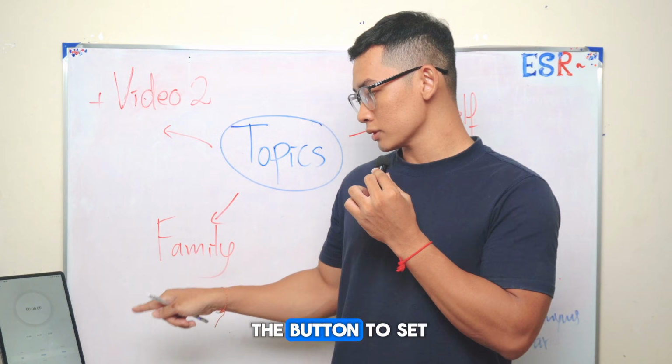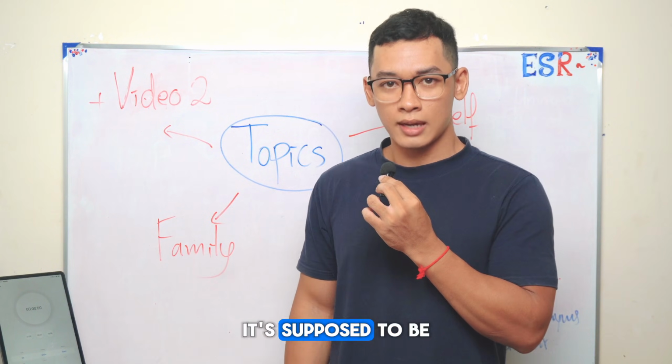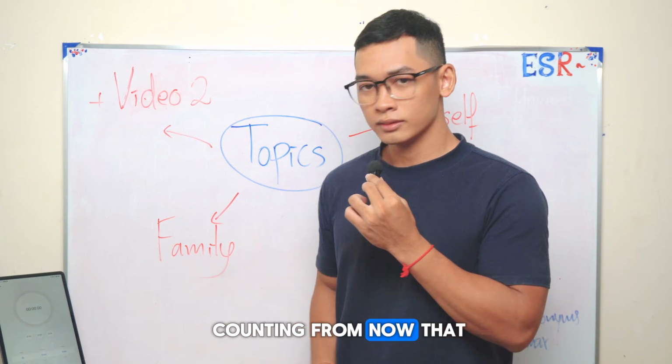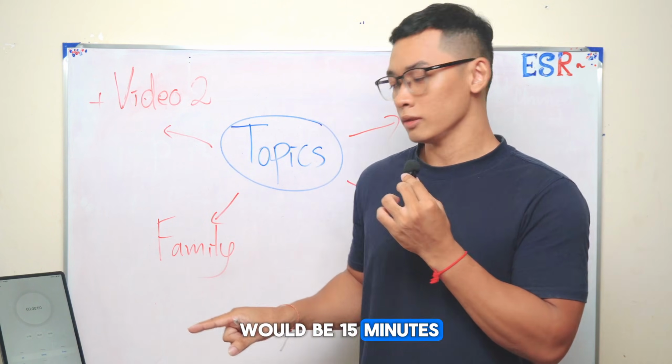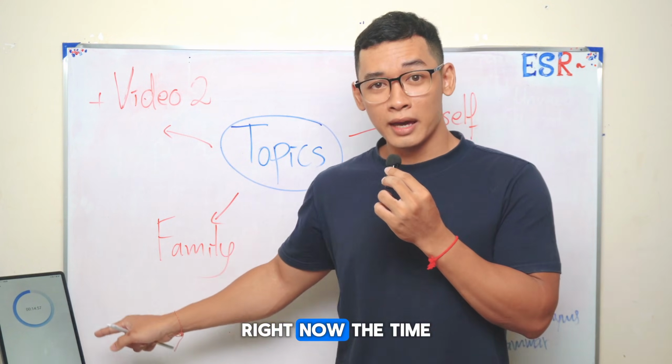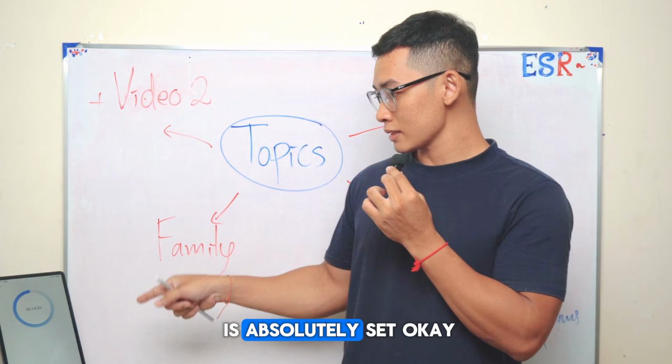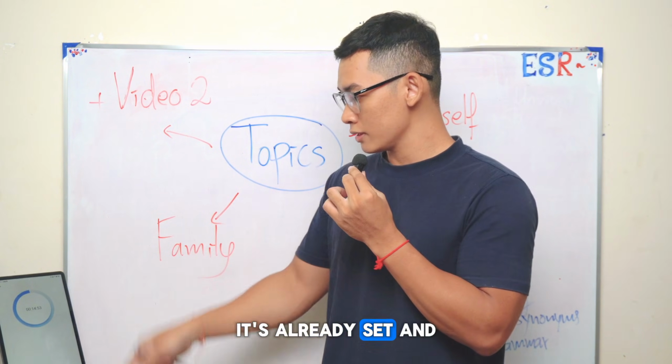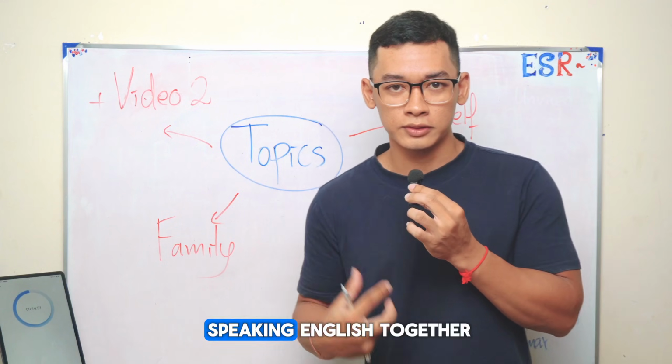I'm going to click on the button to set the clock. It's supposed to be counting from now. That would be 15 minutes. Let's go. Right, now the time is absolutely set. Okay, it's already set and we're about to be speaking English together.